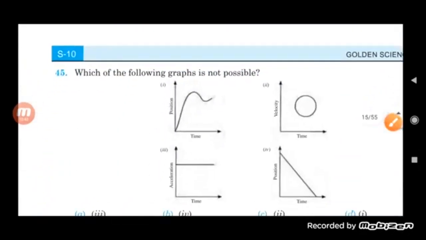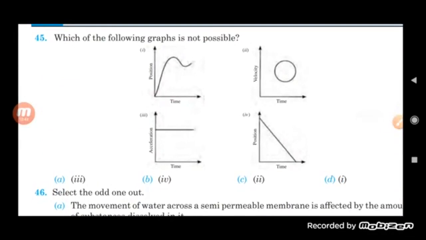Now see here, the next one is, which of the following is not possible? You can see there are different types of graphs given here. Which one can we say is not possible at all? First, second, third and fourth are given. In the first one you can see that the object is moving uniformly first, and then it retards, and again it starts increasing. The first is possible. The second one is actually a kind of circle, which is not possible at all.